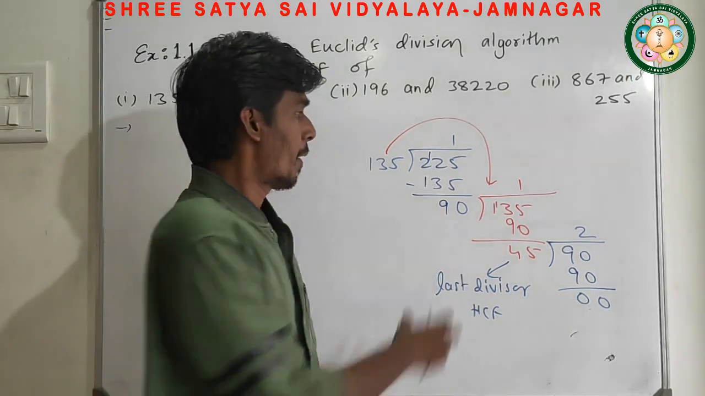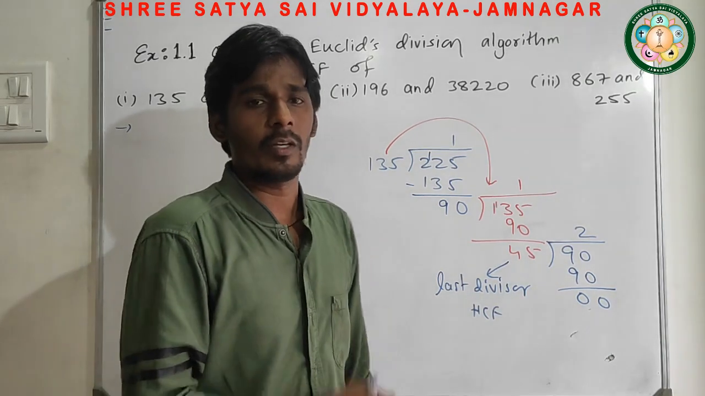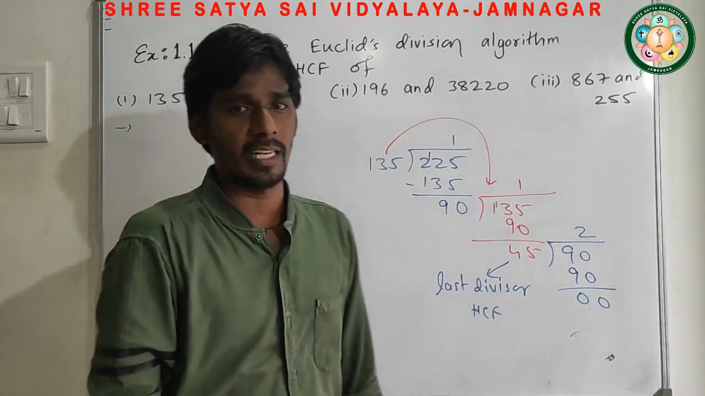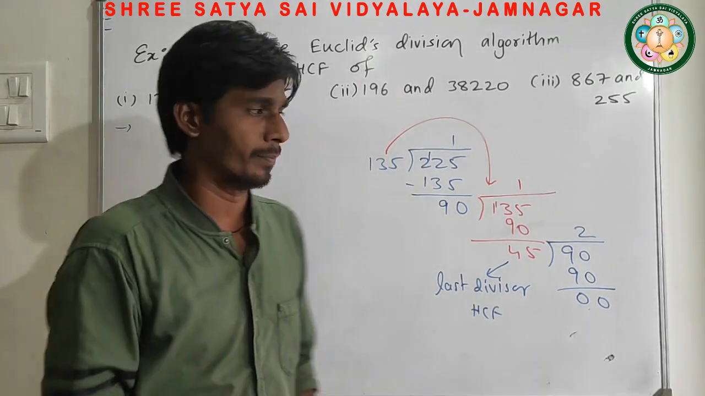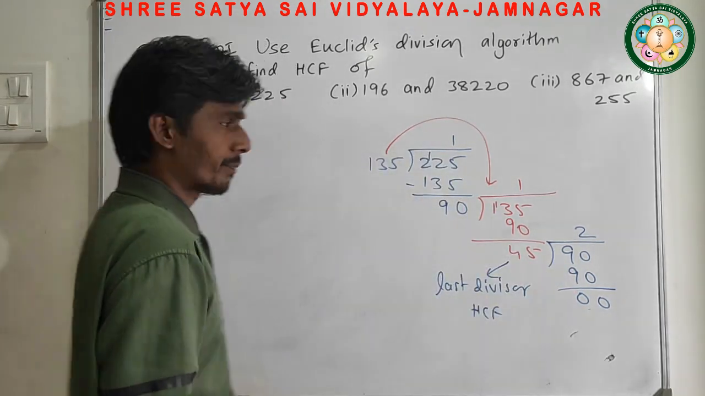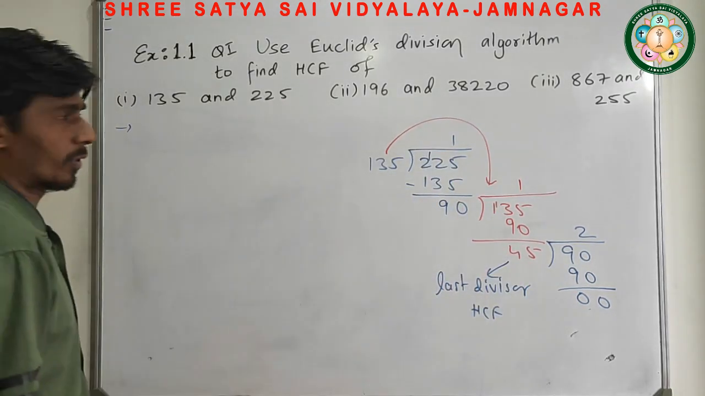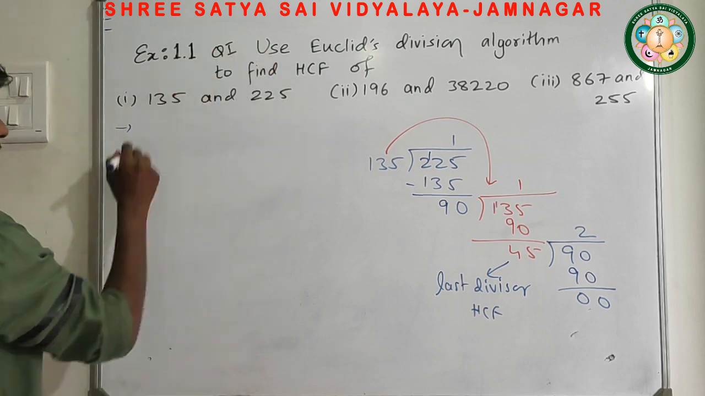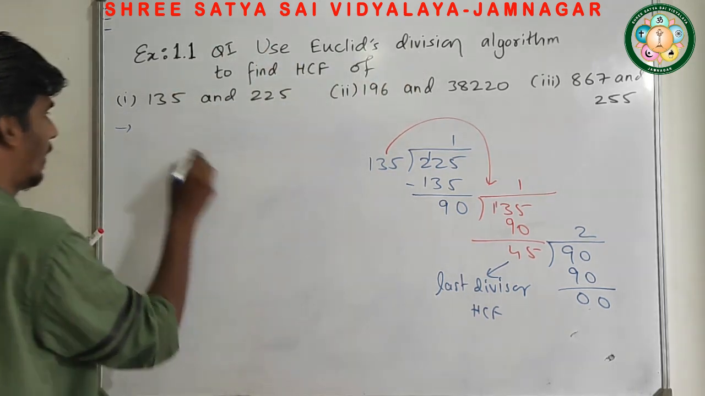But this is only rough work. The way you have to write it using the Euclid division lemma, I am going to show you here. So this is the rough work which you have to do. Now, how do we write this according to the Euclid division lemma?